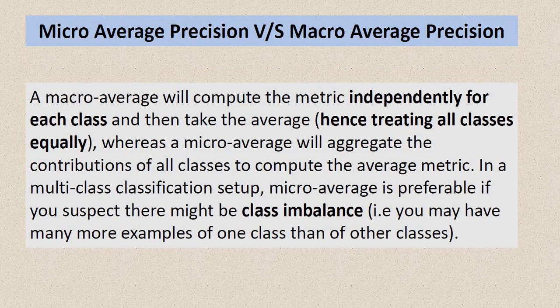Now micro average precision versus macro average precision. See, this is very important, as you may be asked where we use this. The macro average computes the metric independently for each class and then takes the average, hence treating all the classes equally. Whereas micro average aggregates the contributions of all classes to compute the average metric. In multi-class classification, macro average is preferable if you suspect there is class imbalance. And this will be the case in a real world scenario, where we will never have perfectly balanced classes. In 99% of the cases, we will have imbalanced classes, so we have more examples of one class than of the other.